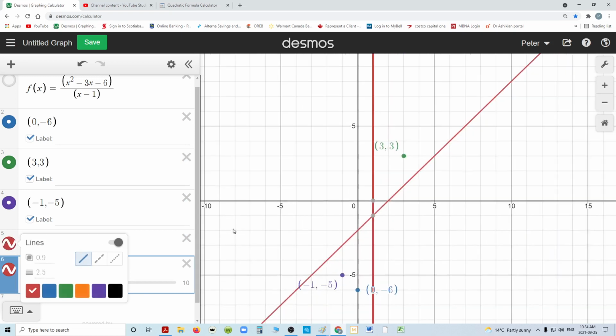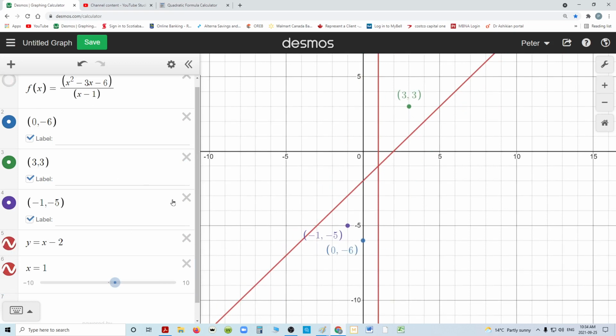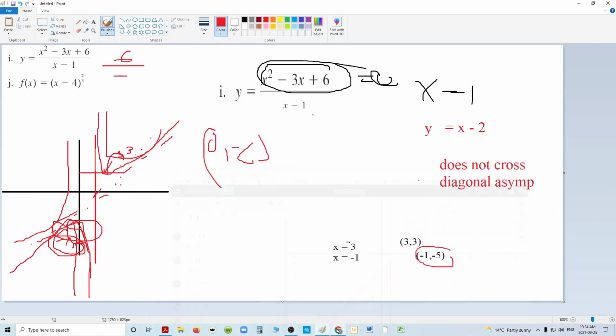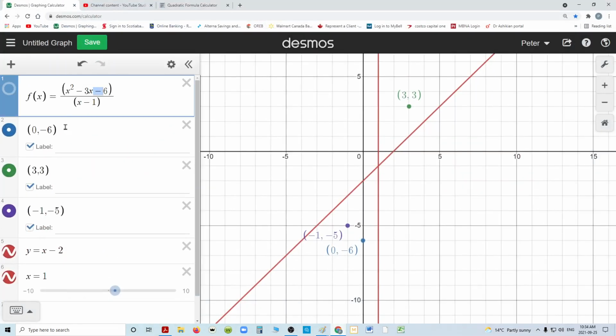And now let's see if we got it right. Let me make sure I got it right here. X squared minus 3. I have plus 6. I knew there was something wrong. And now let's turn it on. Boom. Got it.